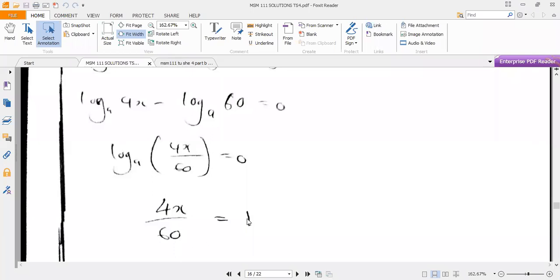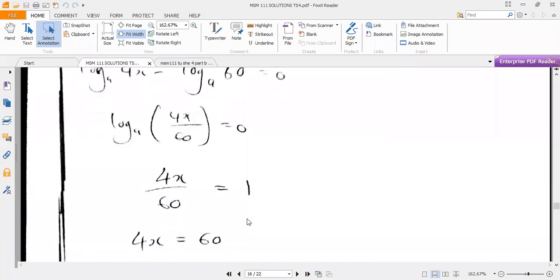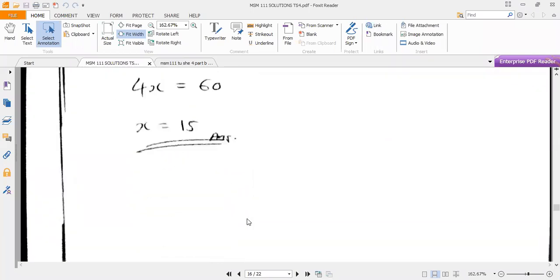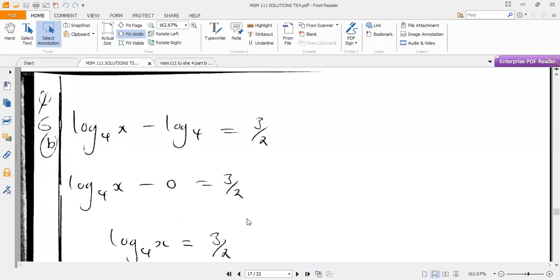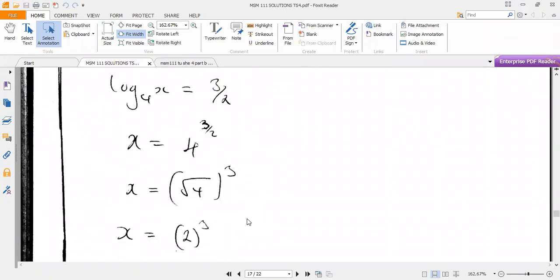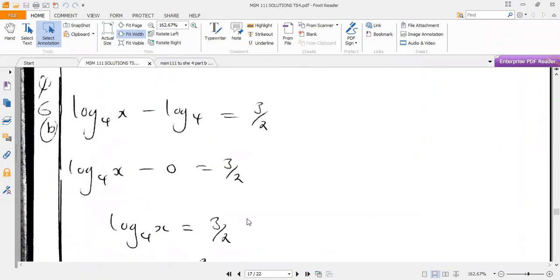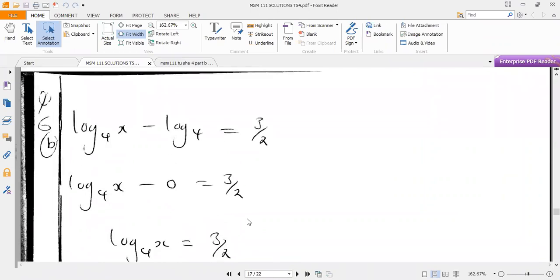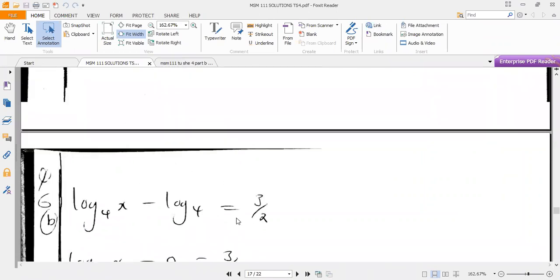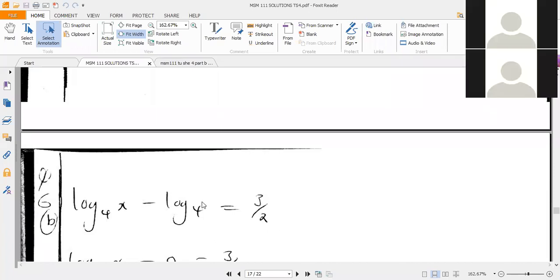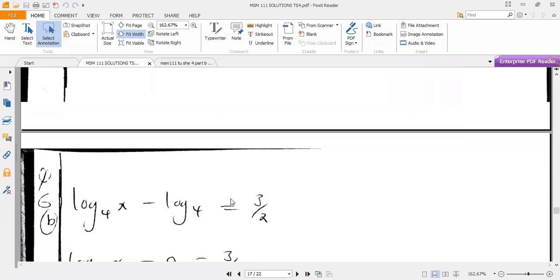Okay, we proceed. Let's do another one. Okay. Let's do this one. So we've been given this equation here. Yeah. So when you have this equation, we know that log base A of x minus log 4.